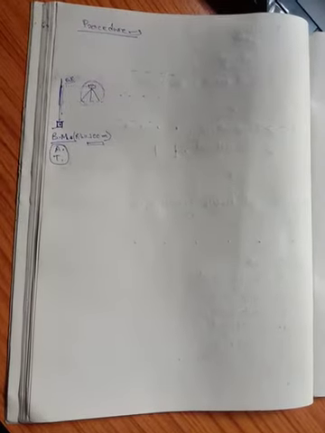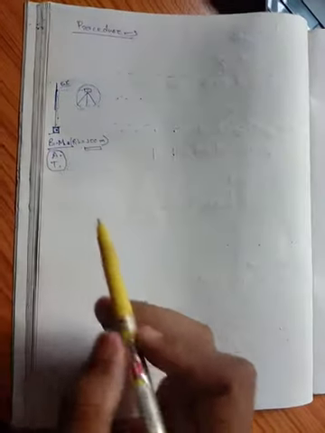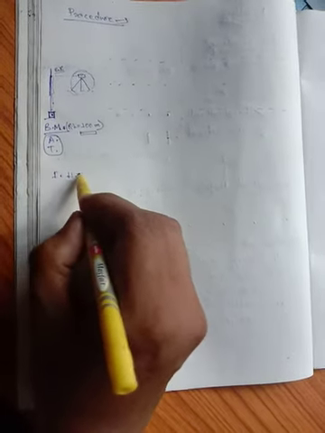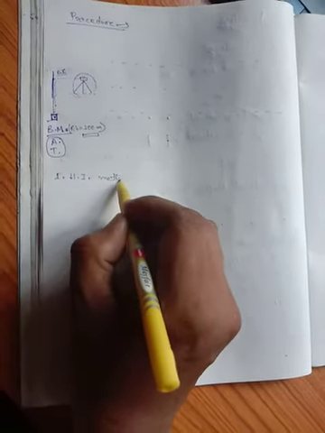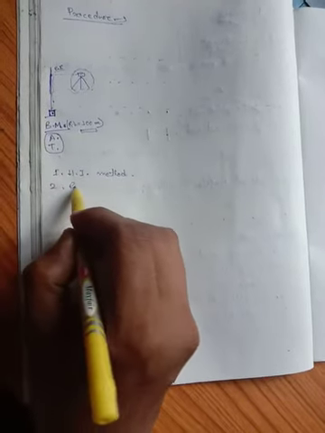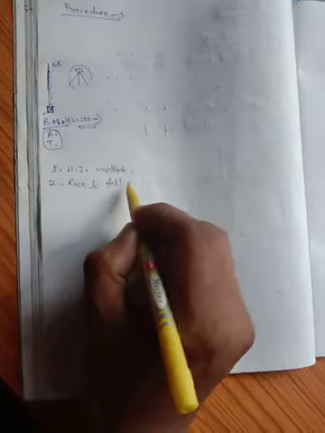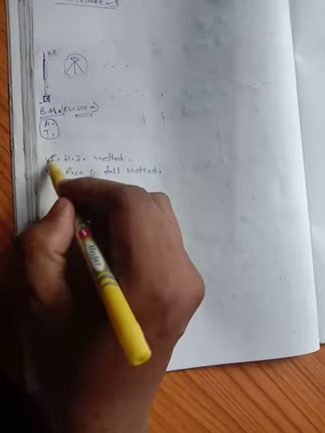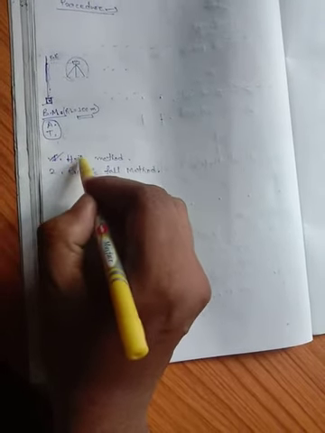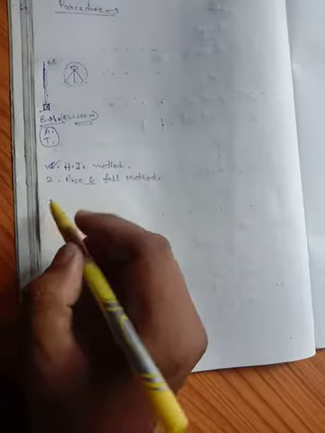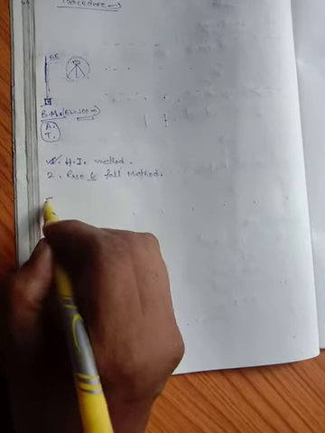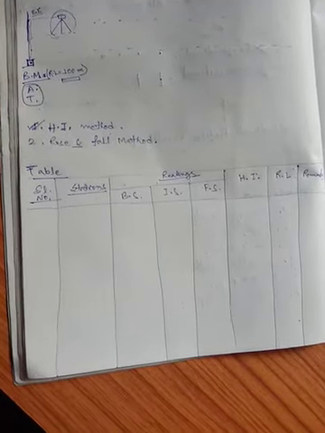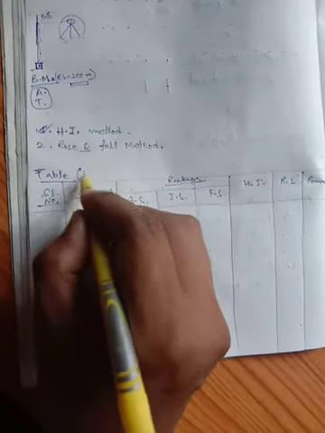Again there are 2 methods of taking the measurement. First one is the height of instrument method, second one is the rise and fall method. Okay, first of all we will see the height of instrument method, HI method. So we will see how to fill up the table. So this is your table for the height of instrument method.